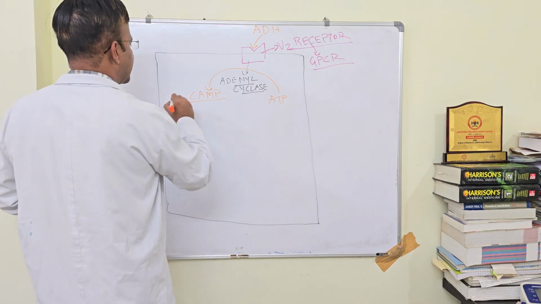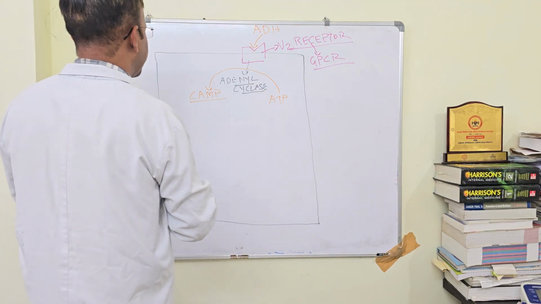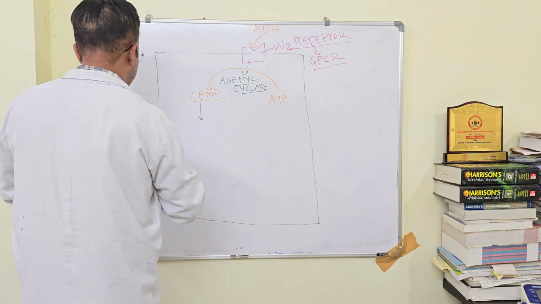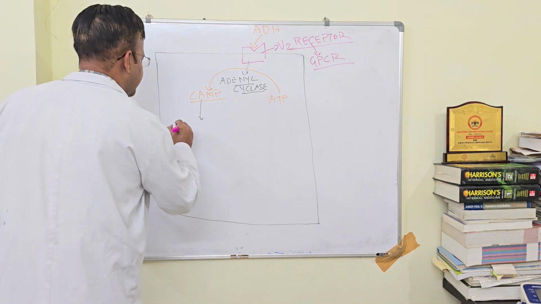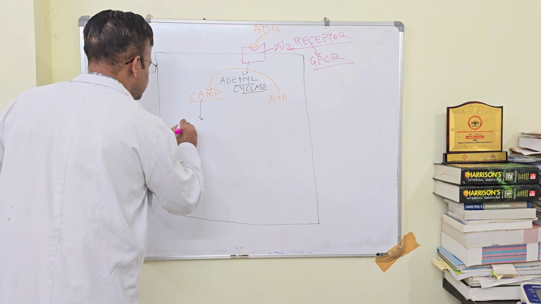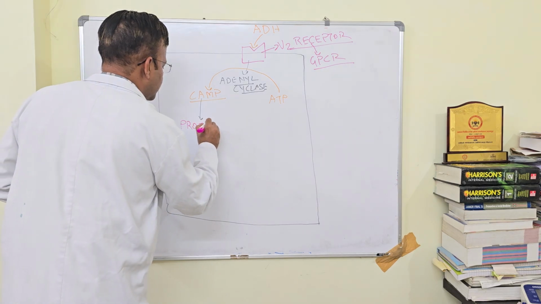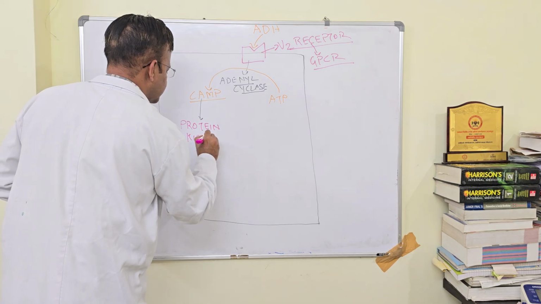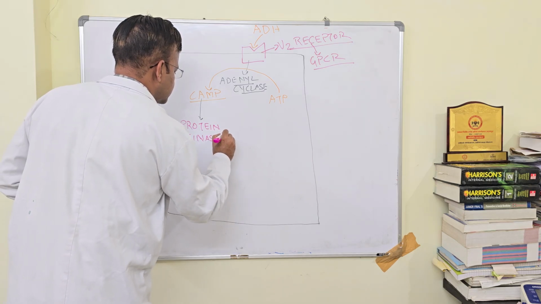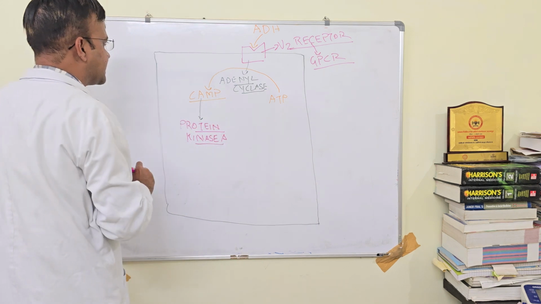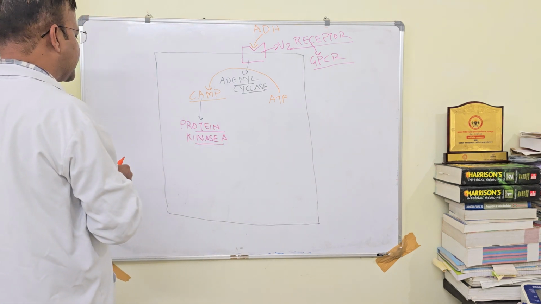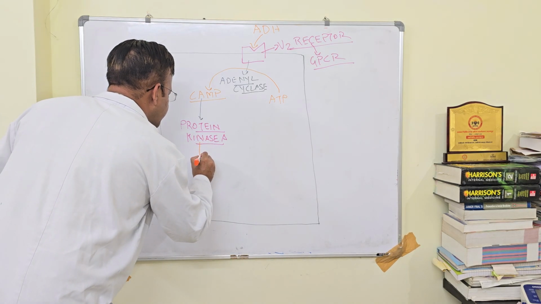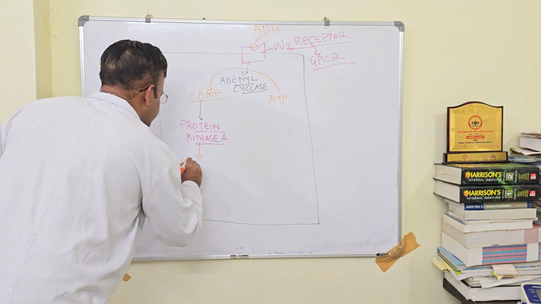Right? What is cyclic AMP going to do? The cyclic AMP is going to increase the level of protein kinase A. What is protein kinase A going to do? The protein kinase A will cause phosphorylation of proteins.